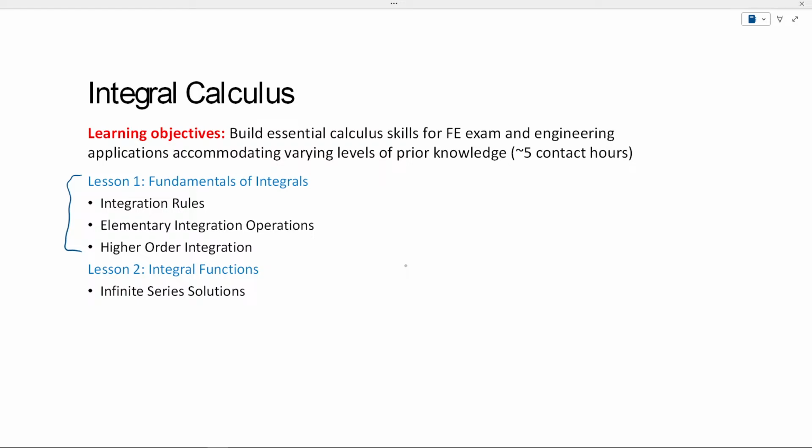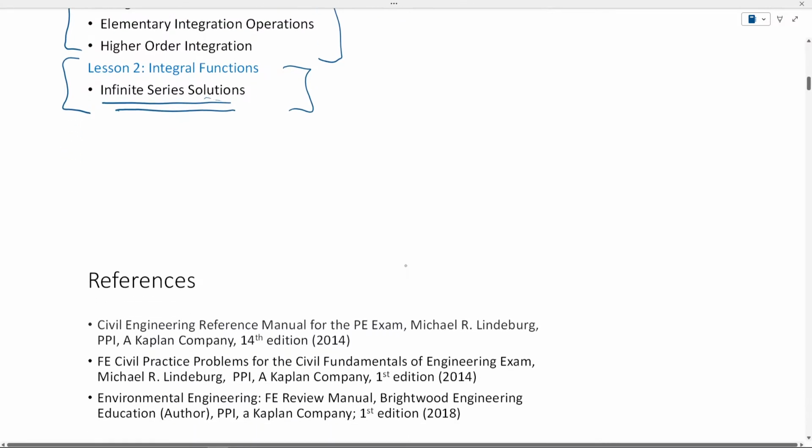Lesson one. Basically, in this lesson, what we will be doing is something called analytical solutions. In lesson one, we will mainly look at closed form solutions. In lesson two, we will look at something called infinite series solutions. You need to know this knowledge for solving differential equations, either using infinite series solutions or closed form solutions, as I will be showing you in this video.